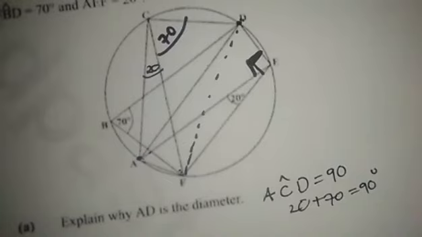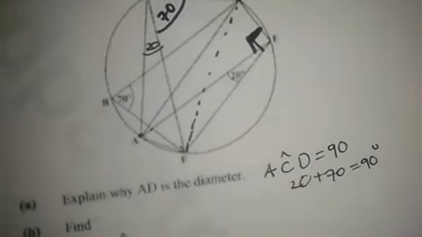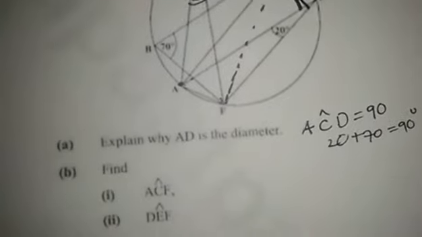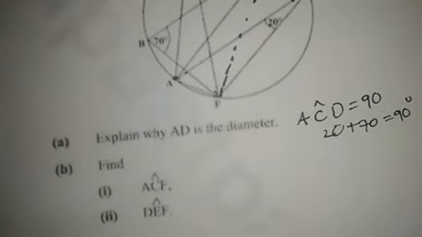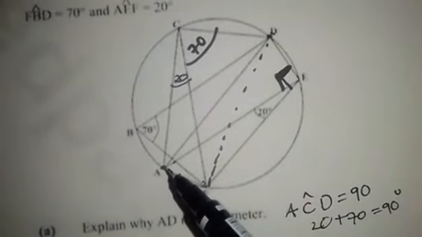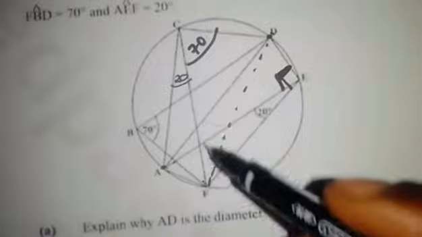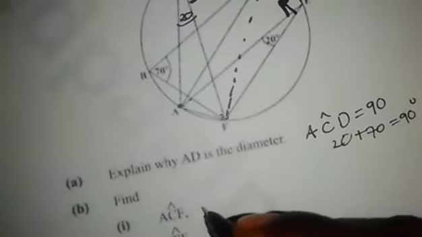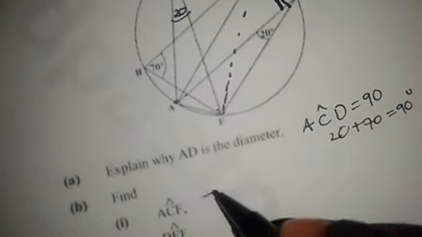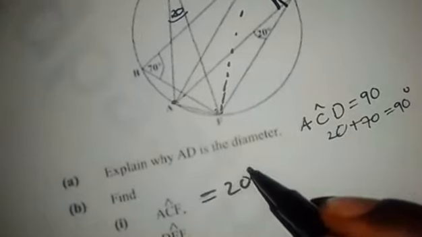Right. Then we want to find another angle. From the look of things, the angles we need are already obtainable. Our first angle required is ACF. So this is A, then this is C, this is F, at 20. So we write our answer that ACF is equal to 20. I hope you are listening.